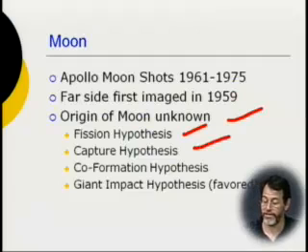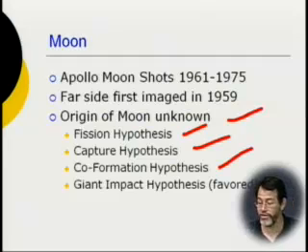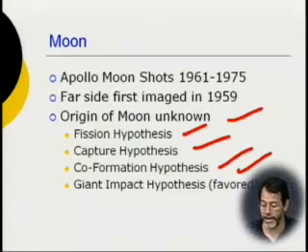The capture hypothesis is that the moon was just out there floating around, having a good time, and was gravitationally captured by the Earth. The co-formation hypothesis is that the Earth and the moon just happened to form right near each other, inside each other's gravitational fields. And then the most favored one is the giant impact hypothesis, that something maybe the size of Mars hit the Earth in a tremendous collision about 4.5 billion years ago.